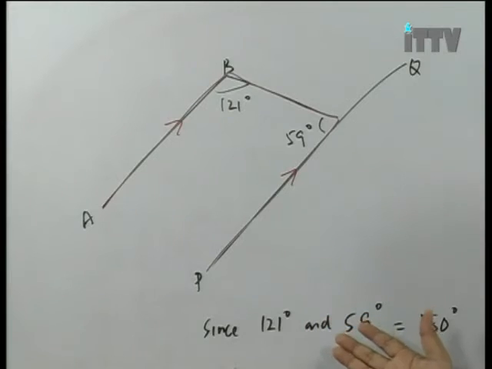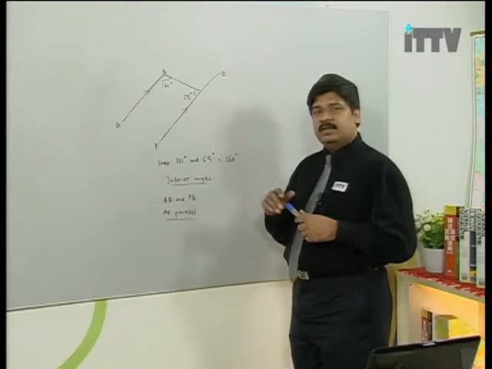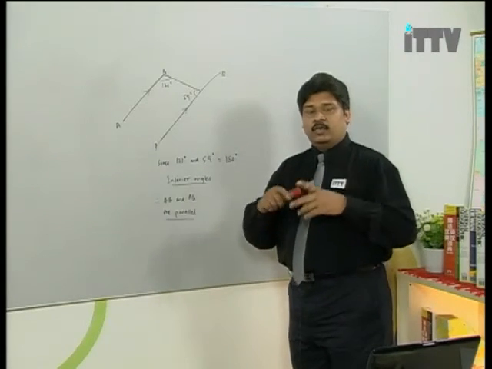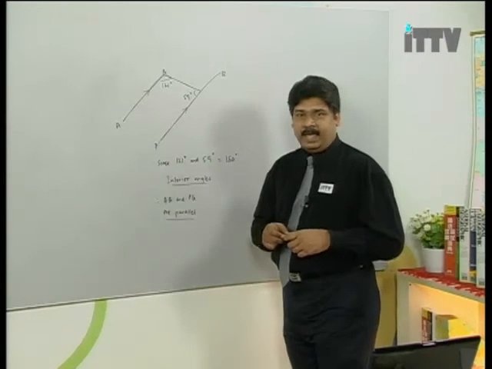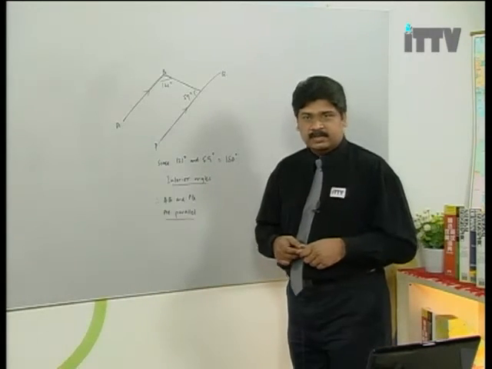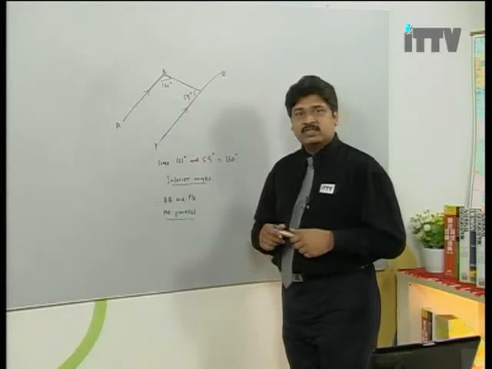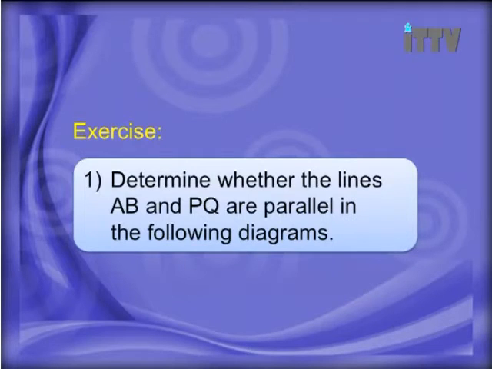So this question involves interior angles. Other questions may involve alternate angles and corresponding angles. Let's now turn to the next question. Determine whether the lines AB and PQ are parallel in the following diagram.